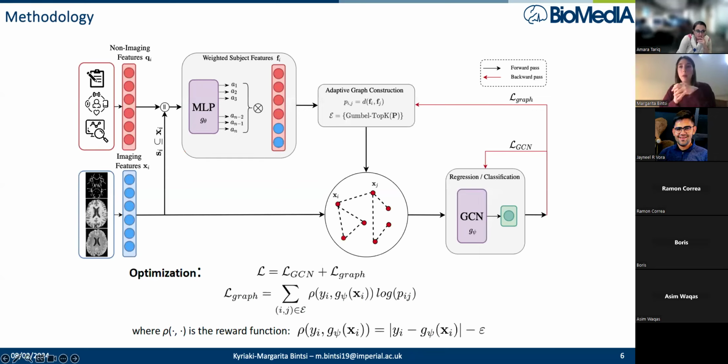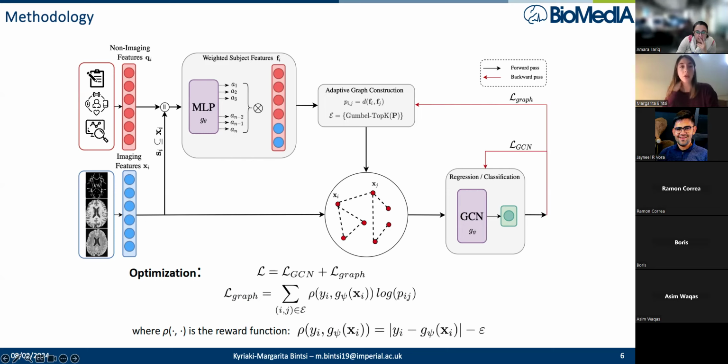So we trained an MLP that uses as input the non-imaging information that we are interested in, but also some imaging information. And then we gave attention weights, one attention weight for every phenotype. So it is global. And then we use these attention-weighted phenotypes in order to build the population graph. The graph is sparse, so we don't have all of the edges.